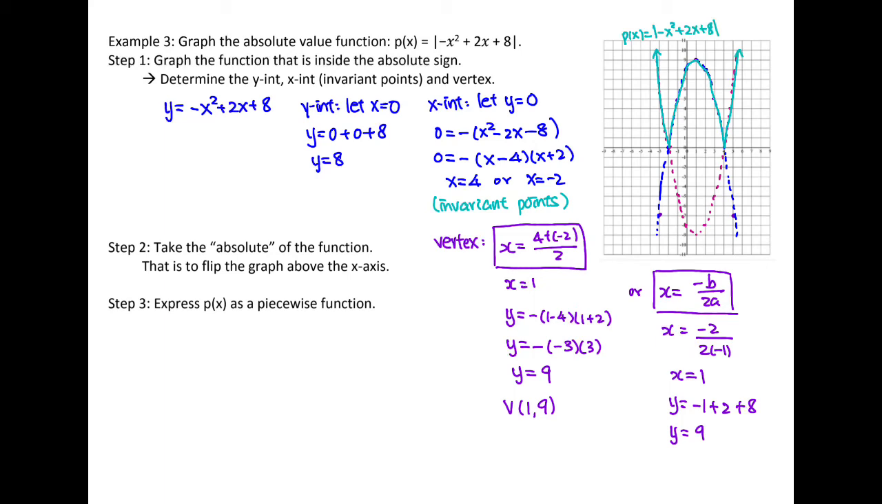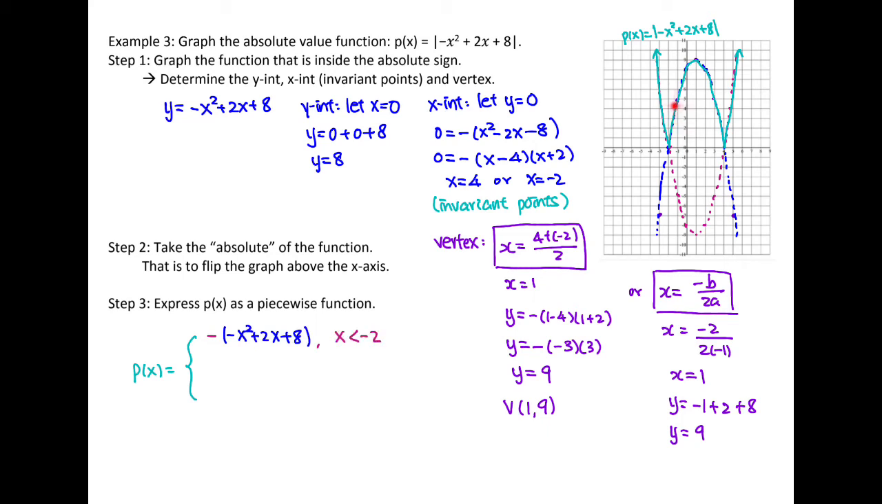Step 3. Now we are ready to write p(x) as a piecewise function. So the first piece is when x is smaller than -2. As you can see, this piece is a reflection of the original blue parabola. So we say the function will be negative times the original parabola such that x is smaller than -2.